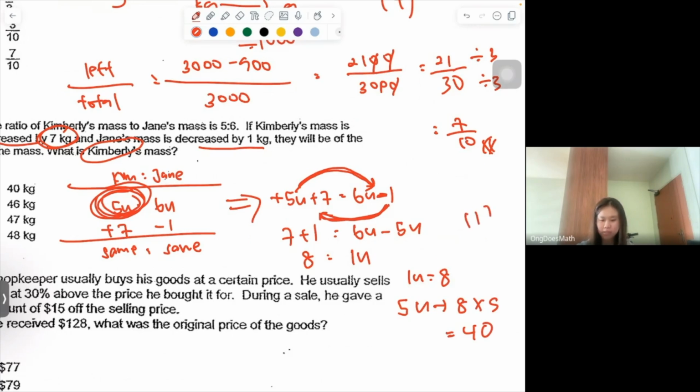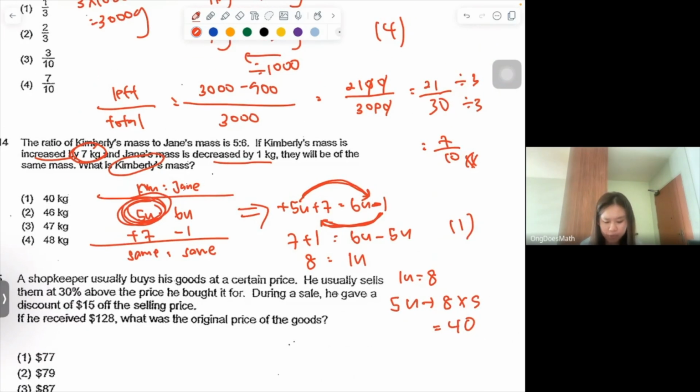Answer is option 1. Then some of you might be wondering, later on, Kimberly also gained 7 kg, right? But this was a hypothetical scenario. It says if Kimberly's mass is increased by 7 kg. But Kimberly didn't increase by 7 kg. Her mass is actually just 5 units, which is equivalent to 40 kg. And hence answer is option 1.